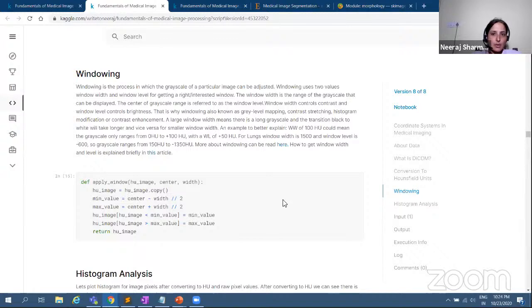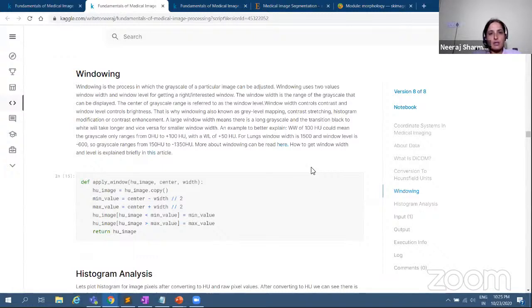So basically this windowing gives the region of interest, and it does so using two parameters, that is window width and window level. So what is window width? Window width is the grayscale range which can be displayed on the image. We do not want the black color because that is the air, so we do not want that density to show. So we adjust the grayscale range so that we get only the lung portion.